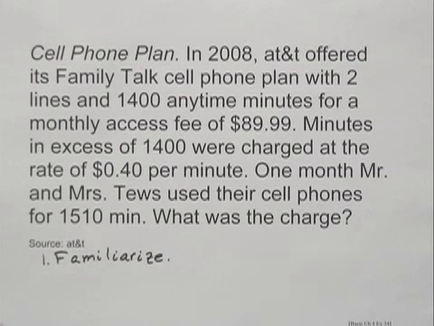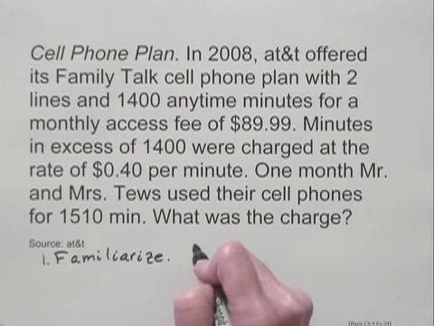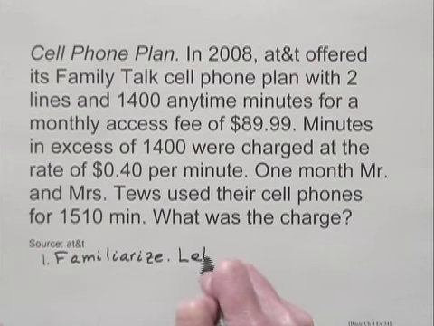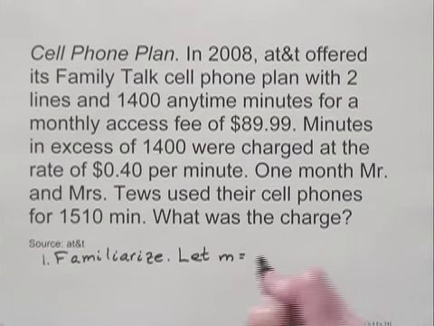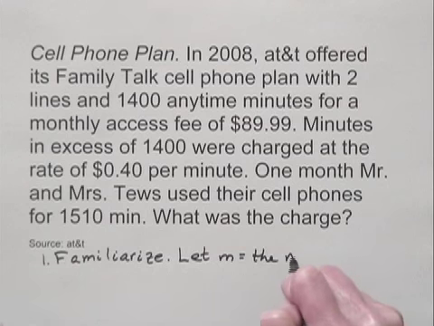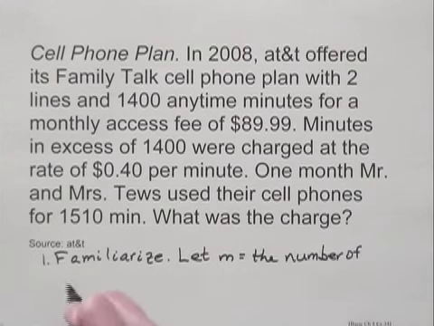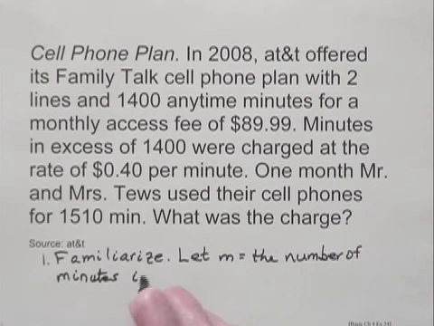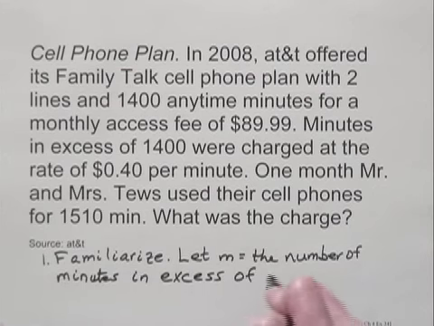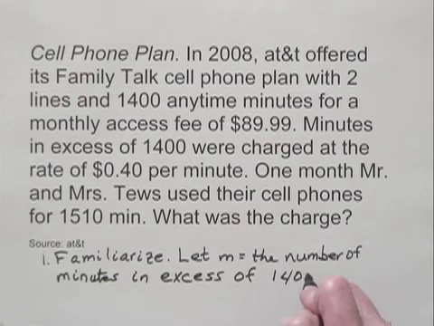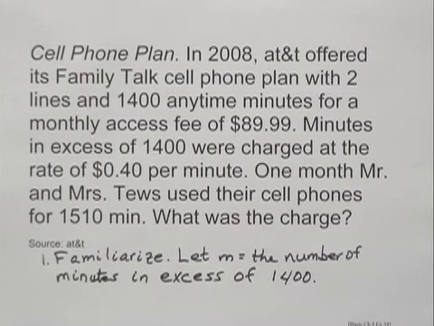And let's begin by assigning a variable to the number of minutes in excess of 1,400. Let's let that be m. So we'll let m equal the number of minutes in excess of 1,400. Now let's first find this.